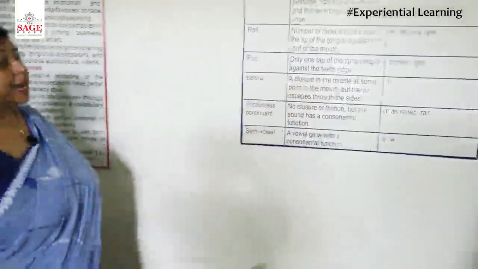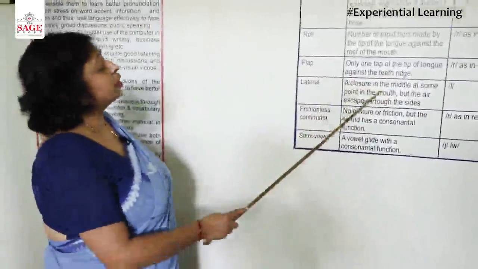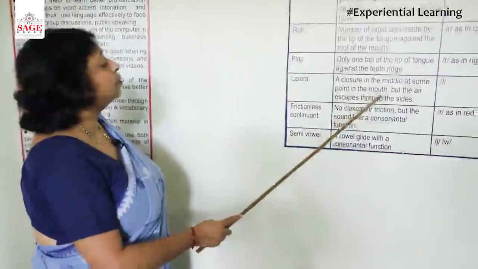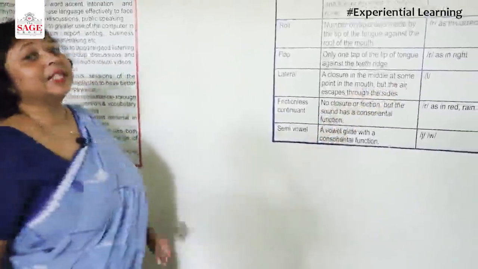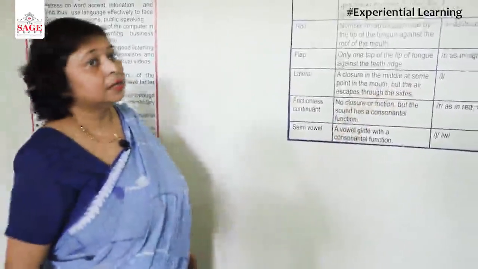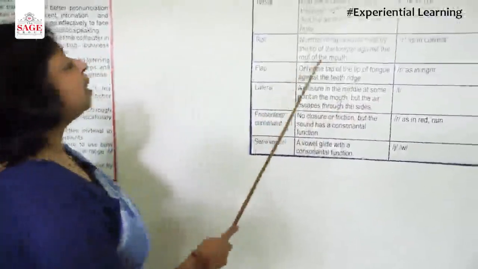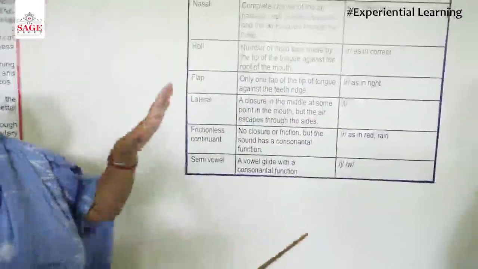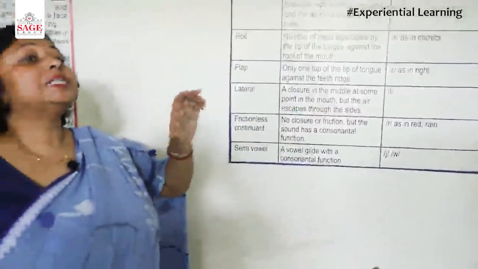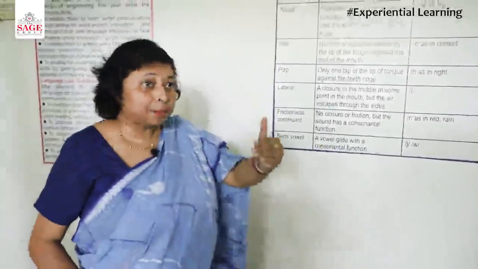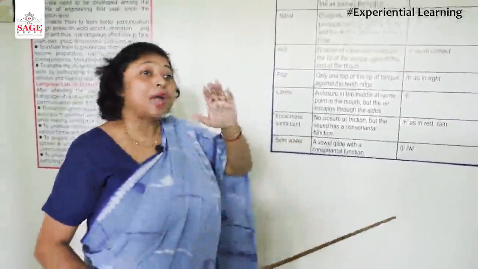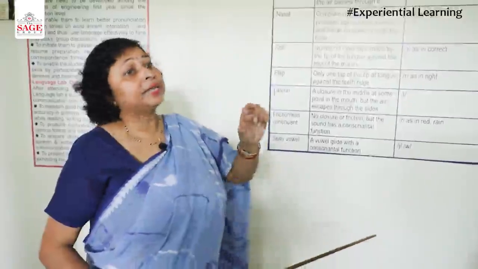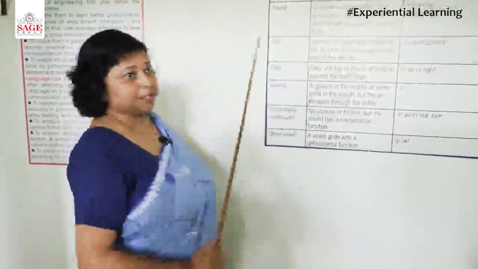Coming to the next part, that is called the lateral sound, a closure in the middle at some point in the mouth, but the air escapes through the sides. The sound is the L sound. The difference between flap and roll, that is R, is the position of the R. Sometimes R is sitting at the very front part of the sound, that is called the roll sound, and sometimes R is coming at the back part or the middle part of the sound, that is called the flap sound.